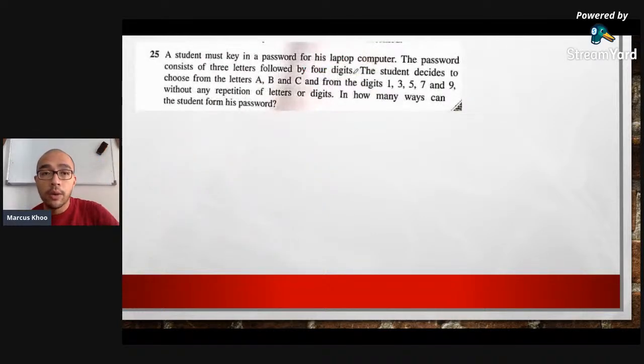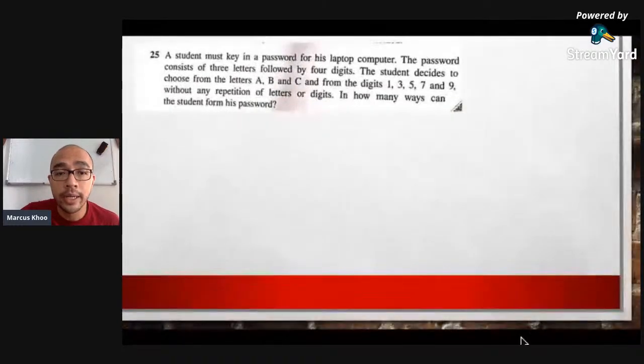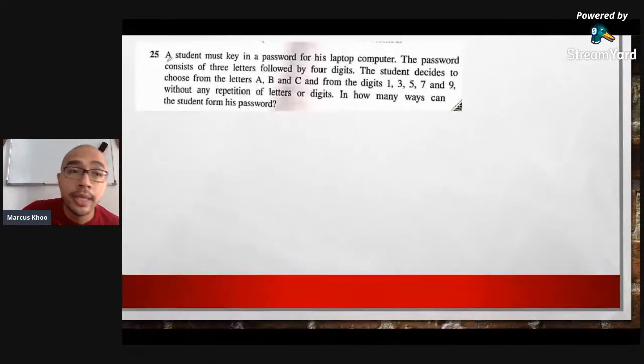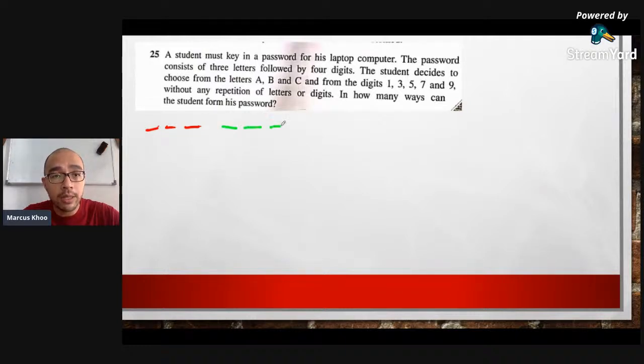We're going to answer this last one, and this is a very practical application. A student must key in a password for his laptop computer. The password consists of 3 letters followed by 4 digits. So let's think about it now. You have 3 huruf, 3 letters. I'm going to change color for this to be digits. And 4 digits. This is your password.